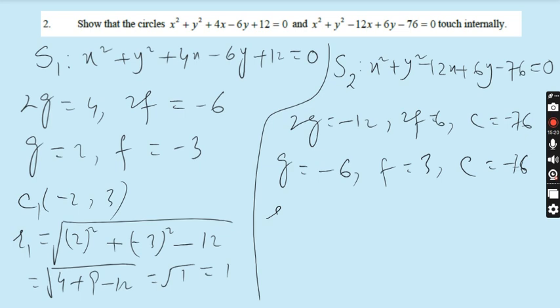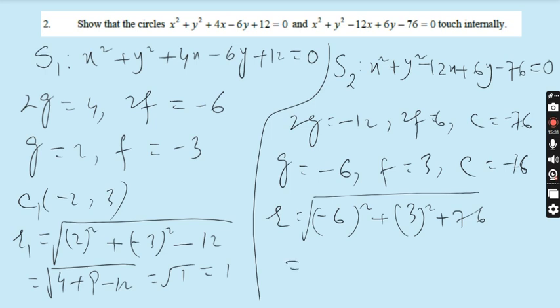Now the radius r is equal to the square root of g square plus f square minus c, minus minus plus 76. 6 square is 36, 3 square is 9, and 76. What is the answer? I am not good in addition. 36 plus 9 plus 76 is 121.